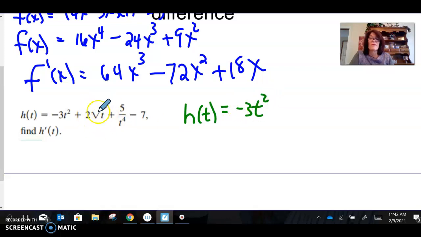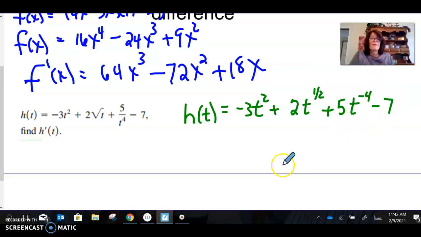I can't take the derivative of a radical, but I can if I rewrite it in exponent form. Okay, I can't take the derivative of a quotient, but I can if I rewrite it in negative exponent form. Okay, now I set myself up. Taking the derivative will not be difficult.